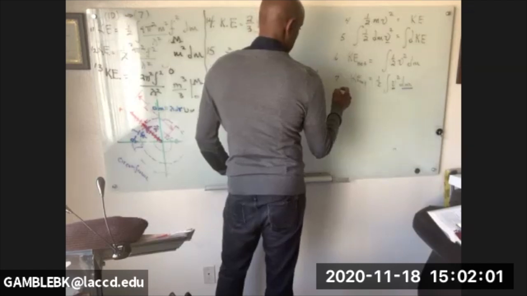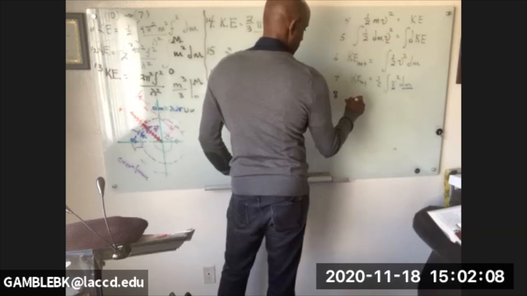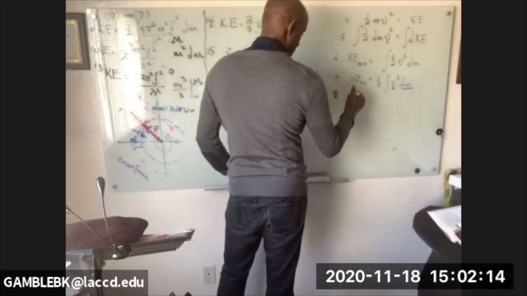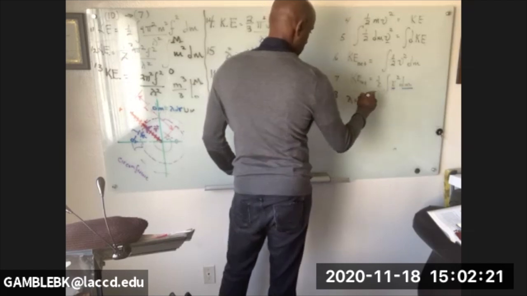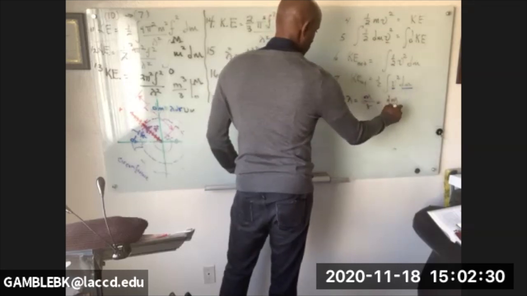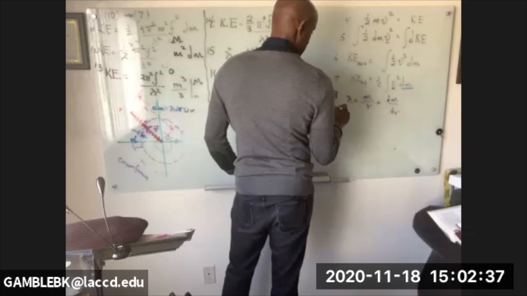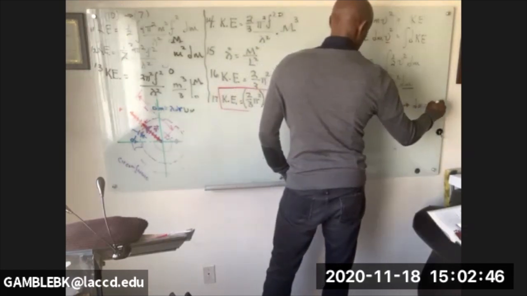It's lambda. So lambda is M over R. And that's also dm over dr. So, yeah, that means that dm is equal to lambda dr.